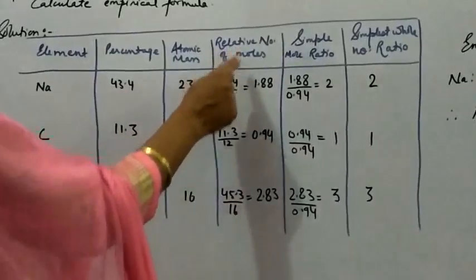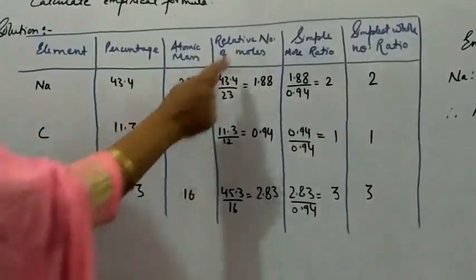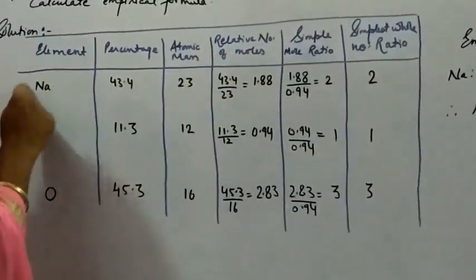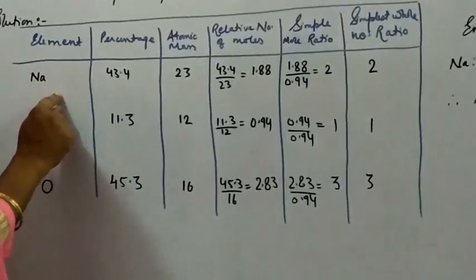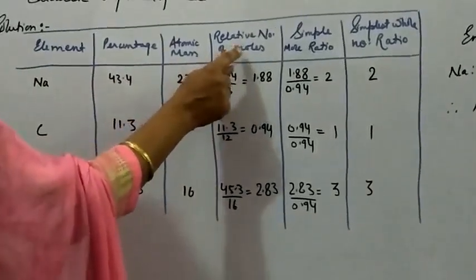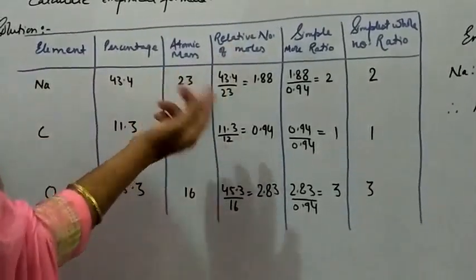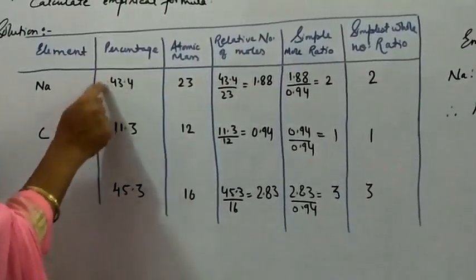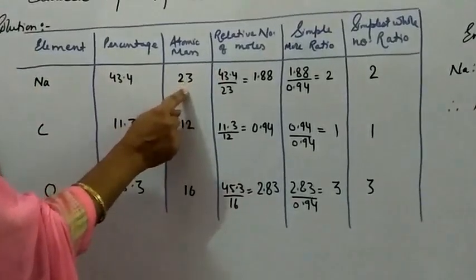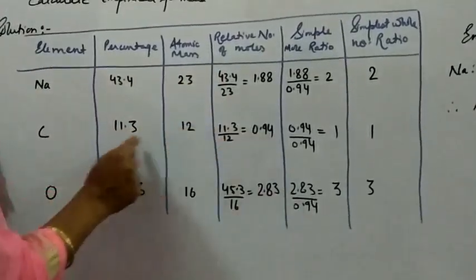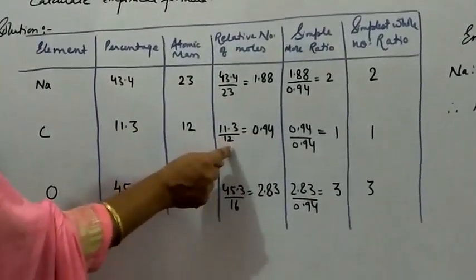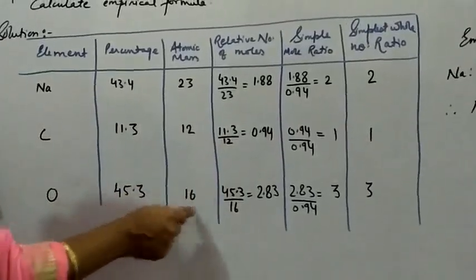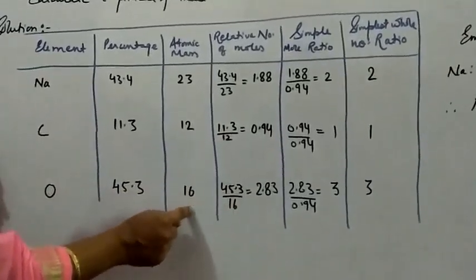Now what we will do is first find out the relative number of moles. What will be the number of moles of sodium? So what is the formula to find out the number of moles? It is given mass upon the atomic mass. So what is the given mass here? It is 43.4. It will be divided by 23. In the same way, 11.3 divided by 12, and 45.3 divided by 16, the atomic mass.